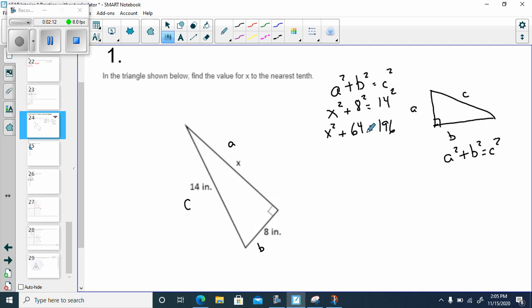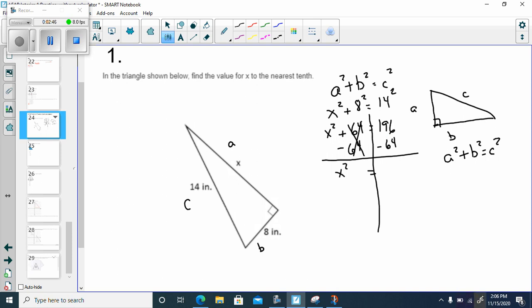Okay, now we're trying to find x, the length of this side. So let's keep going. At this point, I've got to cross the equal sign to be able to solve for my x. 64 is added to this side. The opposite of adding 64 to cross the equal sign would be to subtract 64. And when you're crossing an equal sign, you do the same thing on each side. Keep everything fair. Whatever you do on one side, you do on the other. 64 plus negative 64 is 0. That's x squared is equal to 196 minus 64.